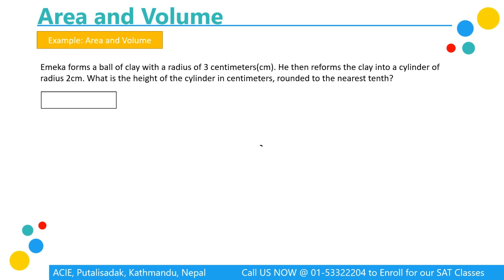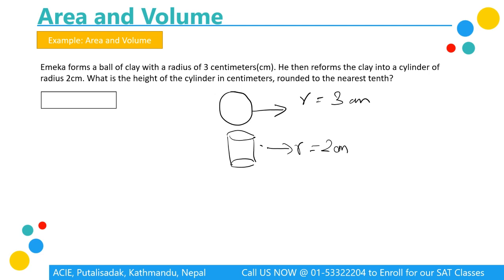The question says, Emeka forms a ball of clay with a radius of 3 centimeters. He then reforms the clay into a cylinder of radius 2 centimeters. What is the height of the cylinder in centimeters, rounded to the nearest tenth? So now here we know that we have a sphere of a certain radius, which is 3 centimeters, which then gets converted into a cylinder of radius 2 centimeters. But since a cylinder also has a height which we do not know, we have to find the value of the height.